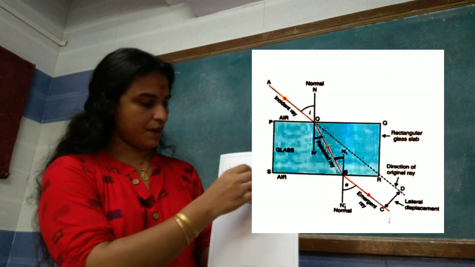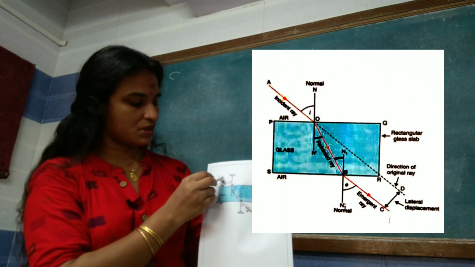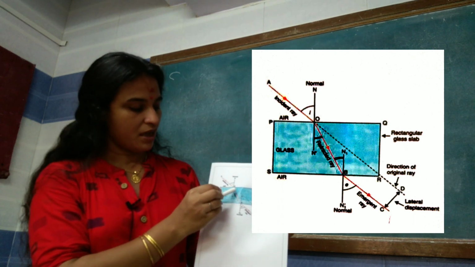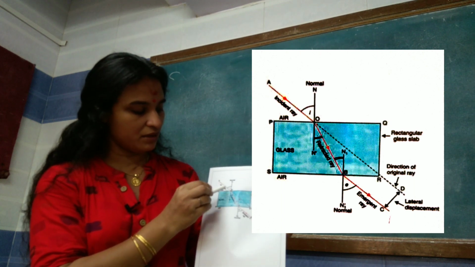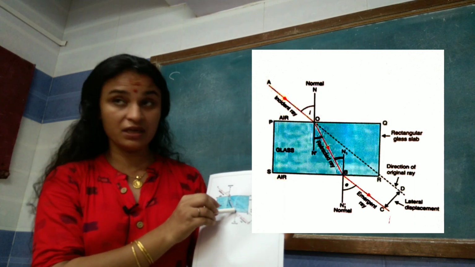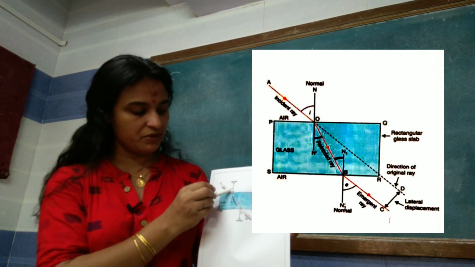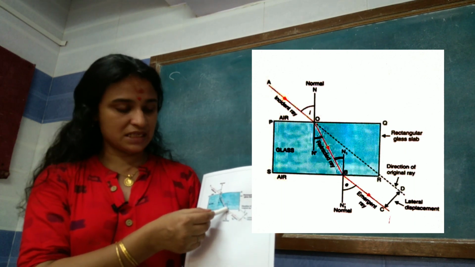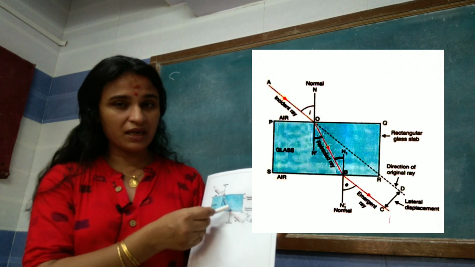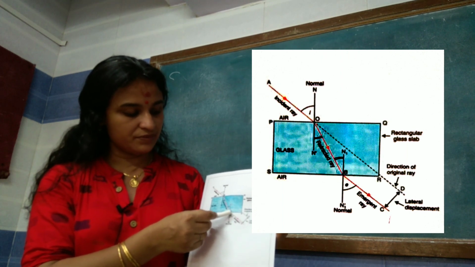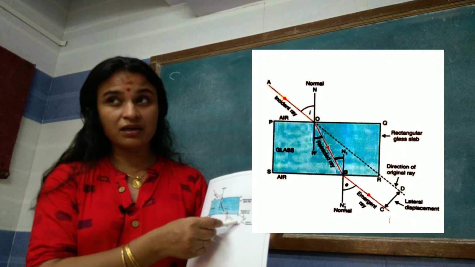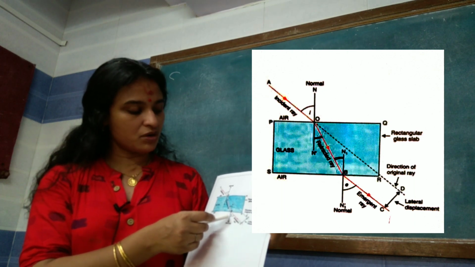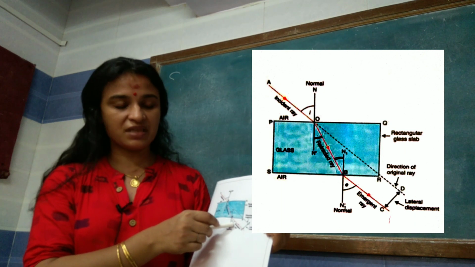Here this is a glass slab. This is a normal. This is the incident ray, and this is called the angle of incidence. When the ray of light enters from the air to the glass, it refracts. You can see the line over here. This is called the refracted ray, which makes an angle with the normal, called the angle of refraction, represented by the letter R. After passing through the glass slab, it again enters air, so it gets refracted once again. This ray is called the emergent ray, and the angle made by the emergent ray with the normal is called the angle of emergence.